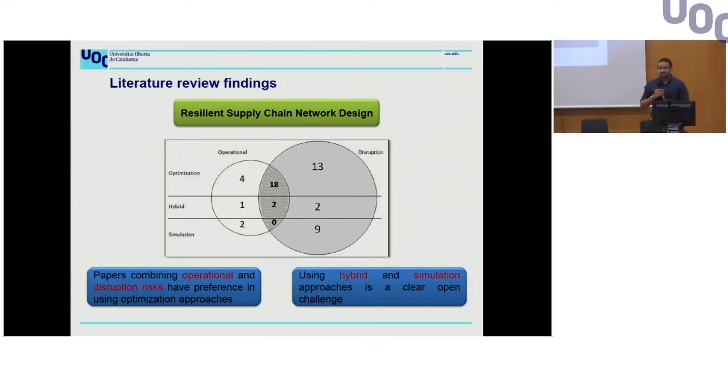Okay, we can find two kinds of risks, operational and disruption. We can see these two cycles in both these types of risks, operational and disruption. And on your left, yes, your left, you can see modeling approaches, mathematical approaches addressing resilient supply chain network designs. We have optimization, simulation, and hybrid. You can see here that papers combining operational and disruption risks have preference in using optimization approaches, not simulation, not hybrid approaches. That is the shadowed zone in the middle. So using hybrid and simulation approaches is a clear open challenge for us.